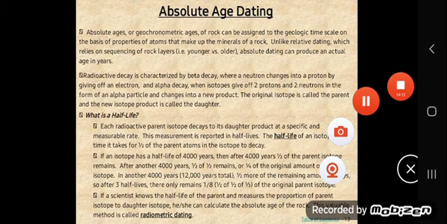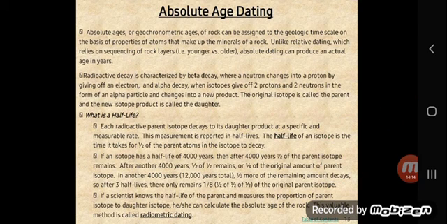After another 4,000 years, 12,000 years total, one half more of the remaining amount decays, so after three half-lives, only 1/8 of the original parent isotope remains. If a scientist knows the half-life of the parent and measures the proportion of parent isotope to daughter isotope, she can calculate the absolute age of the rock. This valuable method is called radiometric dating.